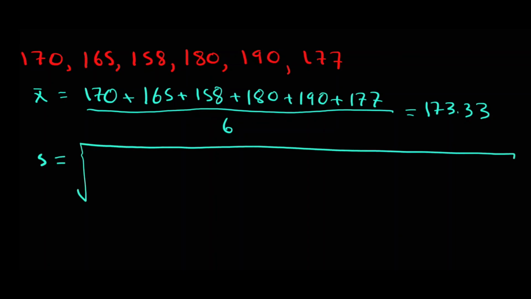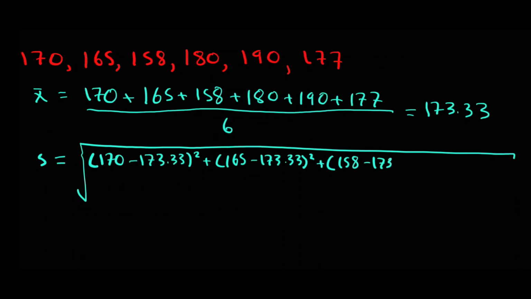Alright, now that we know the sample mean, we can just use the normal standard deviation formula for samples. So that's going to be the square root of the sum of each individual data point minus the mean squared, all over n minus 1. So we start with 170, then minus the mean, squared, plus 165 minus 173.33 squared. Next is 158. Then next is 180.